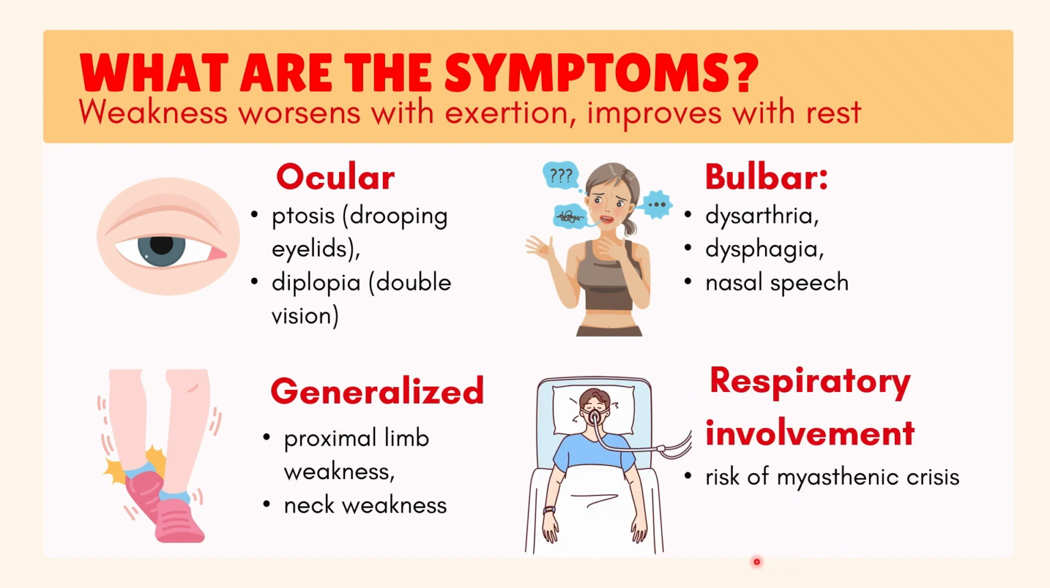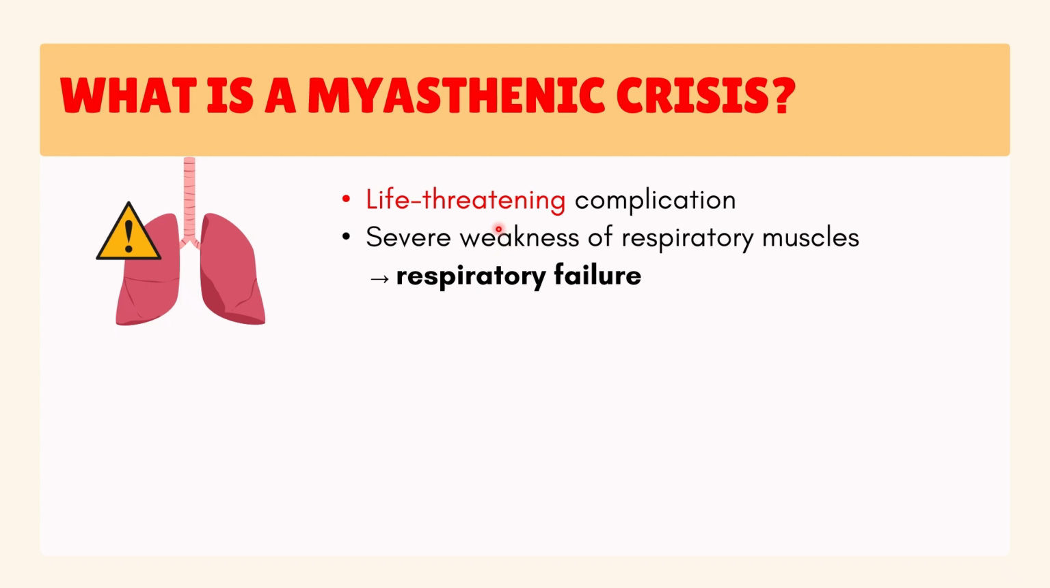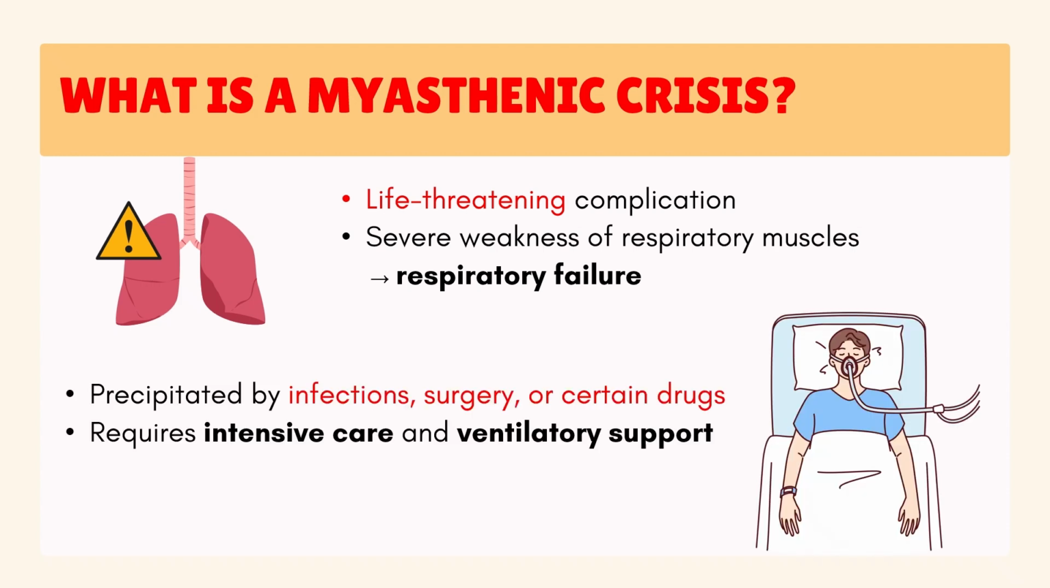The most dangerous complication is when the respiratory muscles become weak, putting patients at risk of a myasthenic crisis. A myasthenic crisis is a life-threatening complication where severe weakness makes breathing impossible without support. It is often triggered by infection, surgery, or medication changes. These patients need intensive care, sometimes mechanical ventilation, and urgent treatment with intravenous immunoglobulin or plasma exchange.